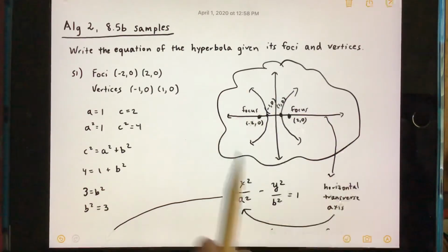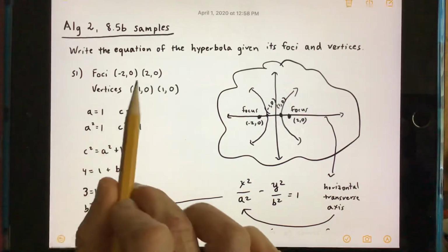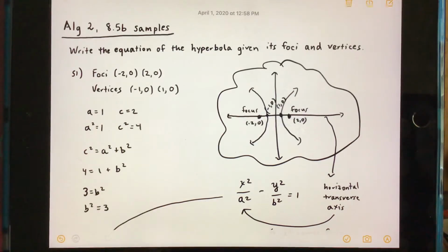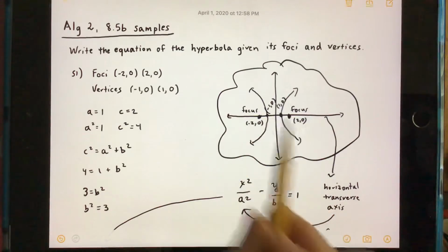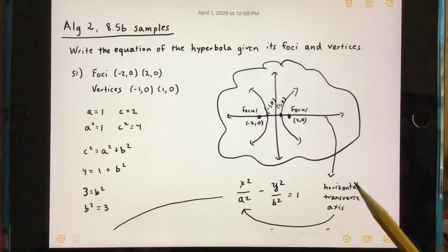Now over here I've drawn a little sketch and a thinking bubble to help me get oriented. I did go ahead and plot my foci points, -2, 0, and 2, 0, and my vertices, -1, 0, and 1, 0. Here they are on my x-axis. That means that my x-axis is going to be the transverse axis. It's the horizontal axis, which means I'm going to need to use the equation x squared over a squared minus y squared over b squared is equal to 1.